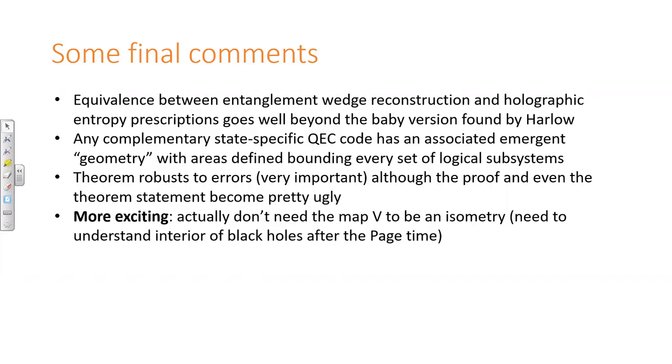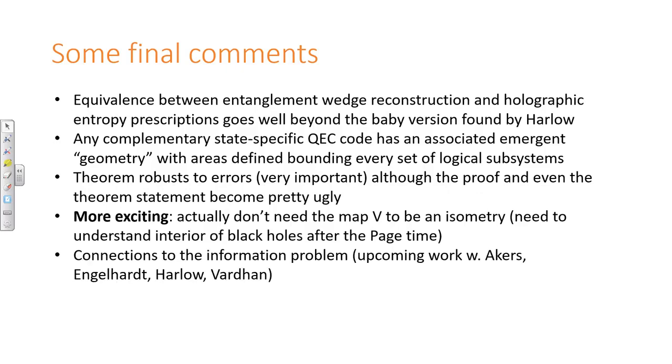time. Because after the Page time, you have more information inside the black hole than the physical information that describes the black hole. And so that's why you have non-isometric linear maps showing up. There's just not space to fit all that information in. And so there are exciting corrections to the black hole information problem.